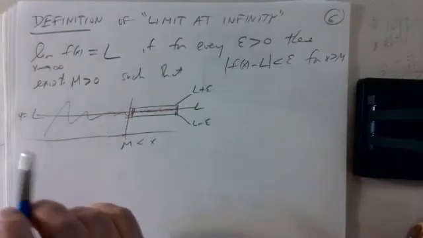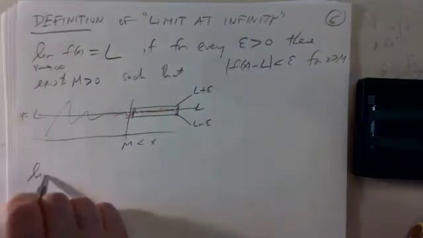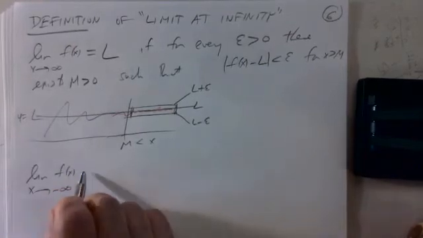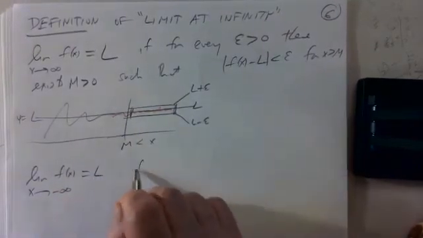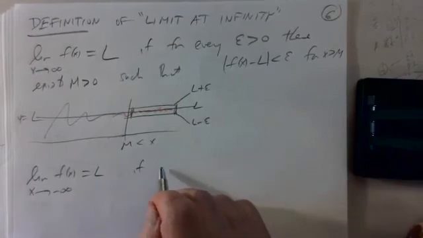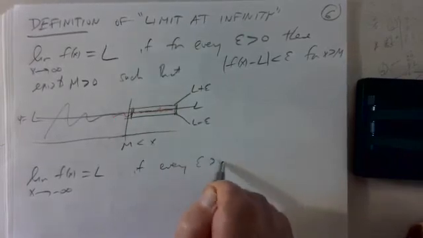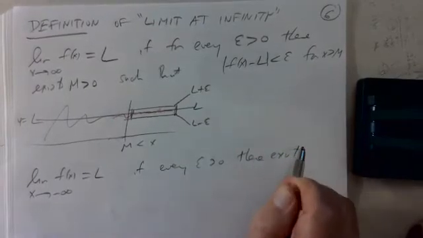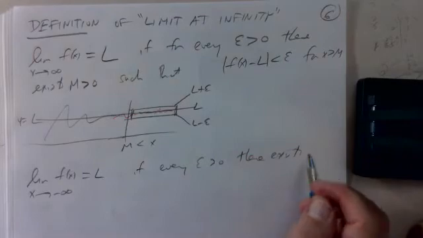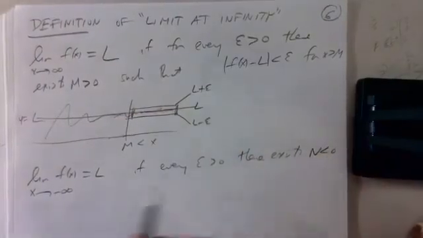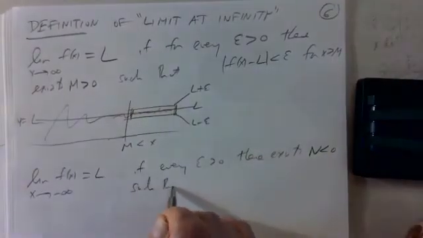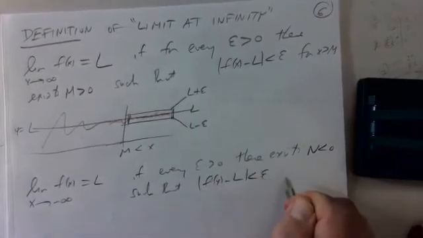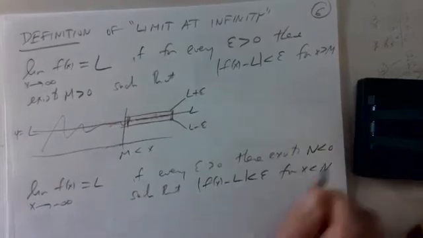And there is an analogous definition of what it means for the limit of f of x as x goes to minus infinity to equal L. It's almost the same thing. It's just what you would expect. For every epsilon greater than 0, there exists a number n less than 0, such that f of x minus L in absolute value is less than epsilon for x less than n.